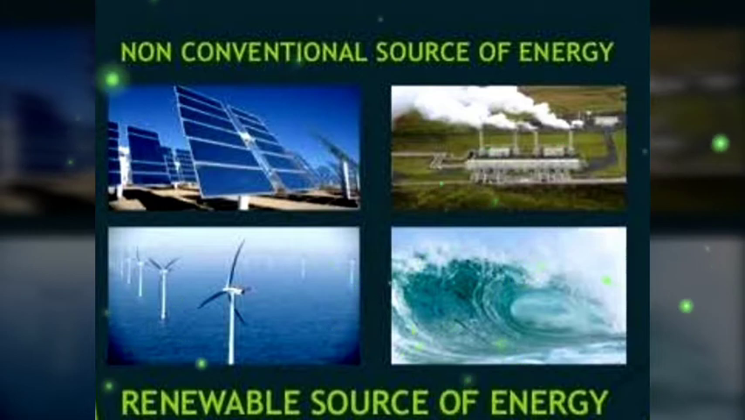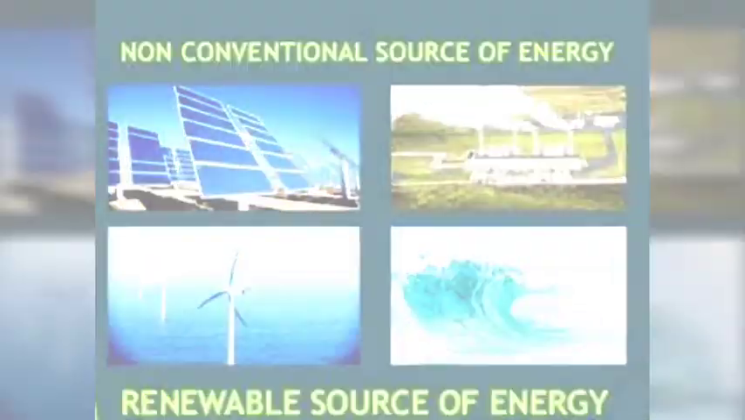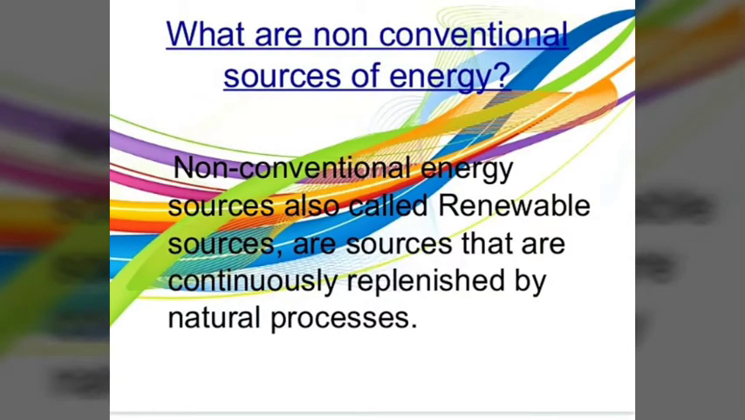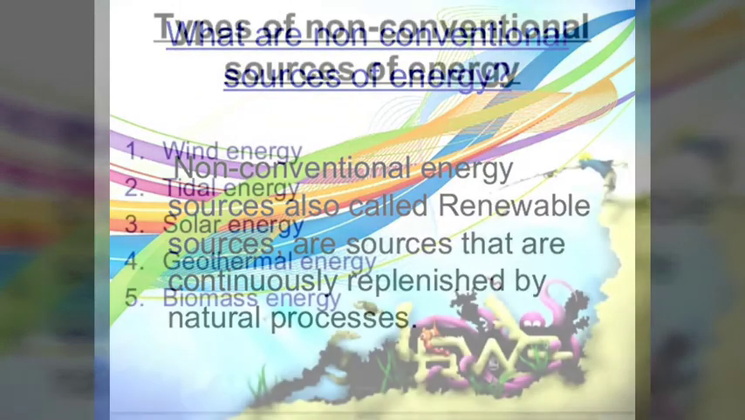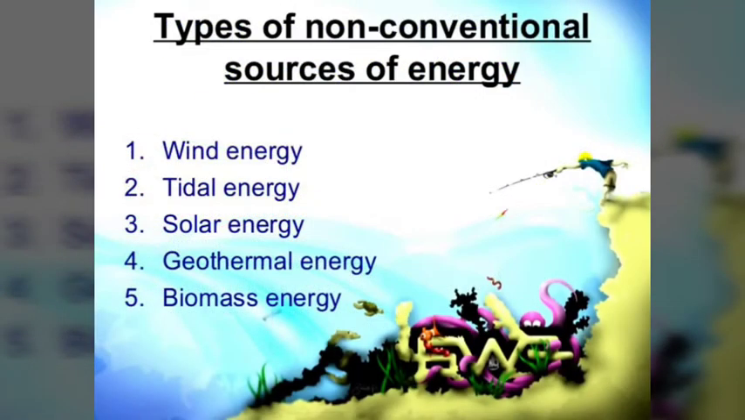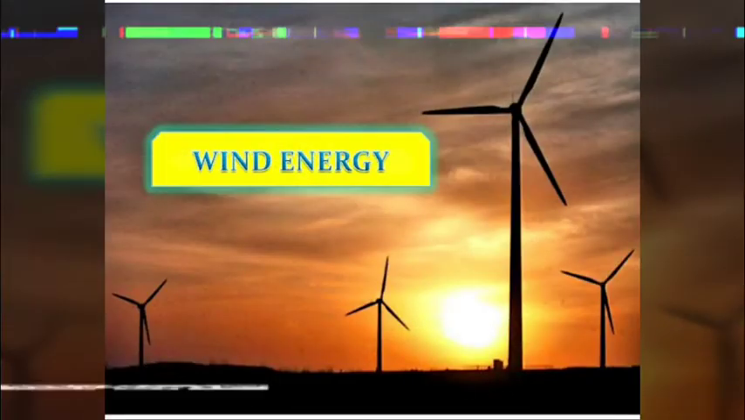So, these resources are also known as renewable sources of energy. So, let's look at the definition. These sources are continuously replenished. Replenished means can be regenerated by natural process. That means we do not have to do anything. It is nature's process. So it can be of different types like wind energy, tidal energy, solar energy, geothermal and biomass energy.